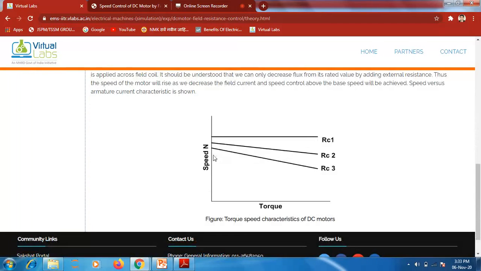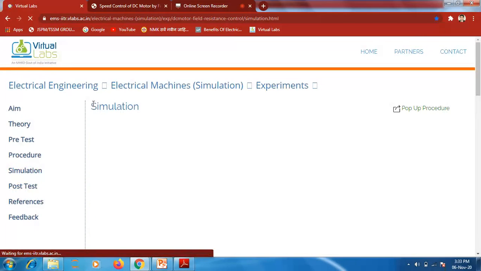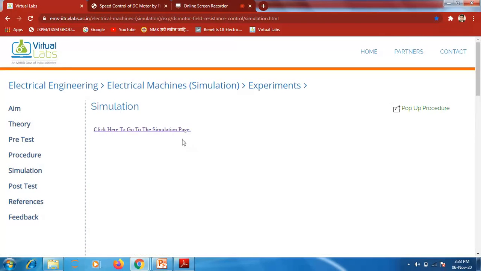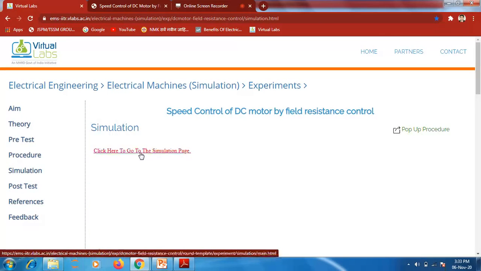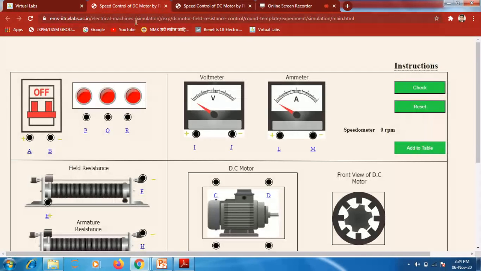And here you will get the nature of the graph of the torque-speed characteristics of a DC motor in this manner. The speed is over here and this is the torque. Now how it is simulated, we are going to see with the help of the simulation part. By clicking on the simulation part, you will get the option, click here to go to the simulation page. Next, I am clicking on that simulation page.